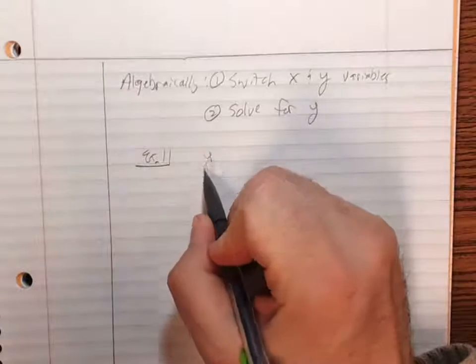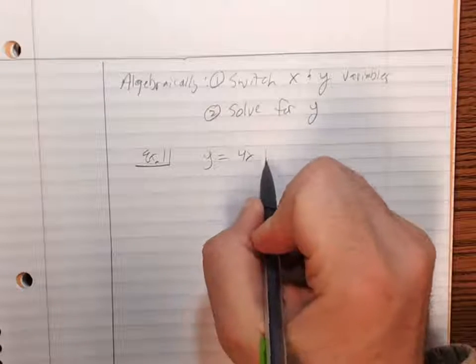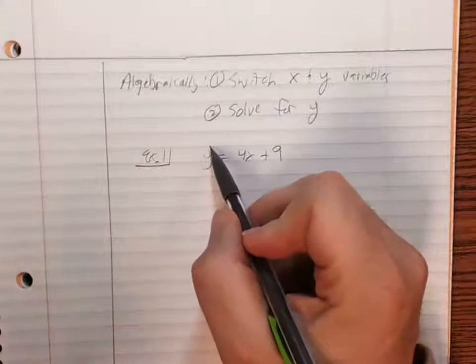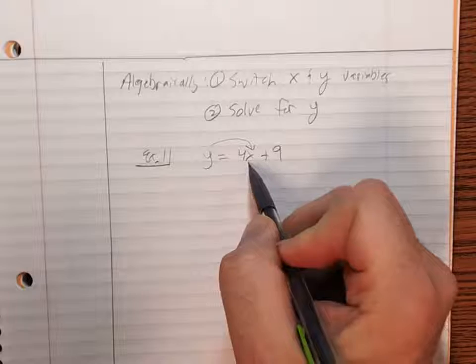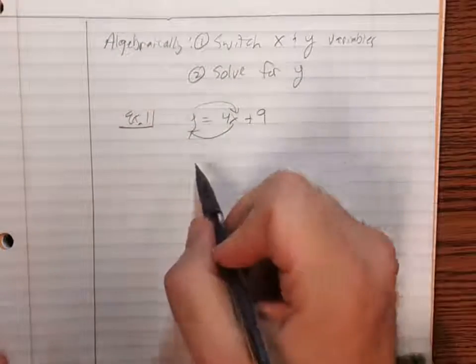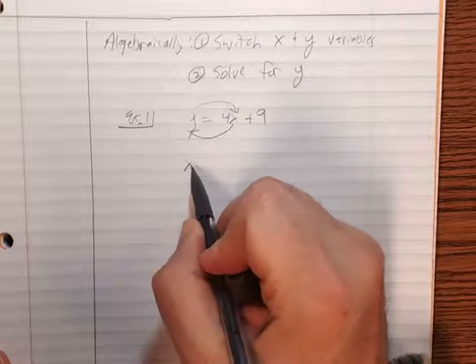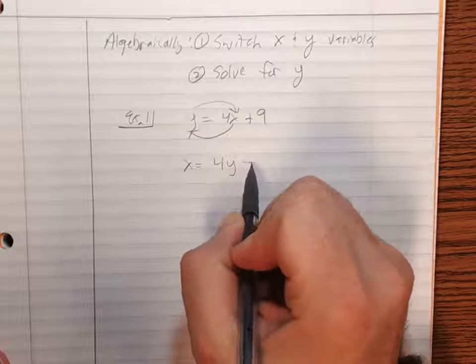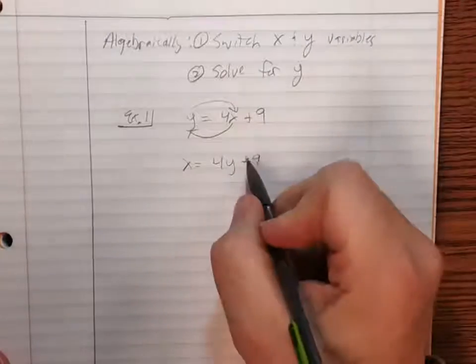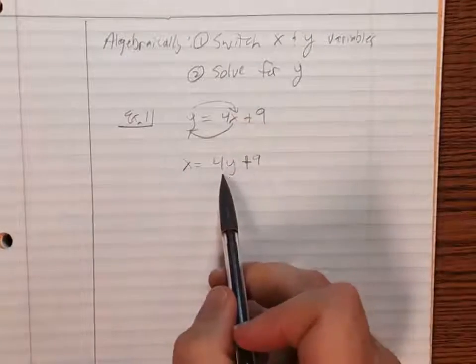So let's say we do y equals 4x plus 9. Step 1 would be to switch the x and the y variables, right? So that would make our equation x equals 4y plus 9. Ooh, of course I broke my pencil. Why not? Then we would solve for y.